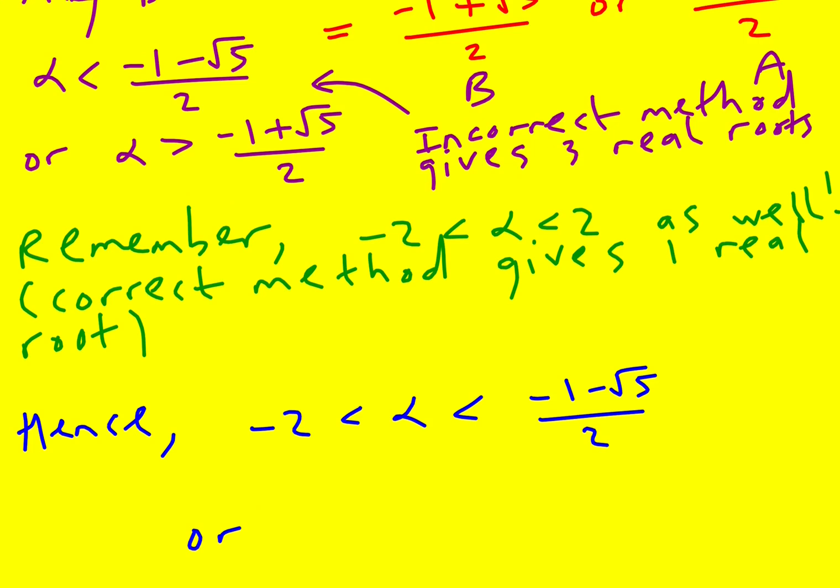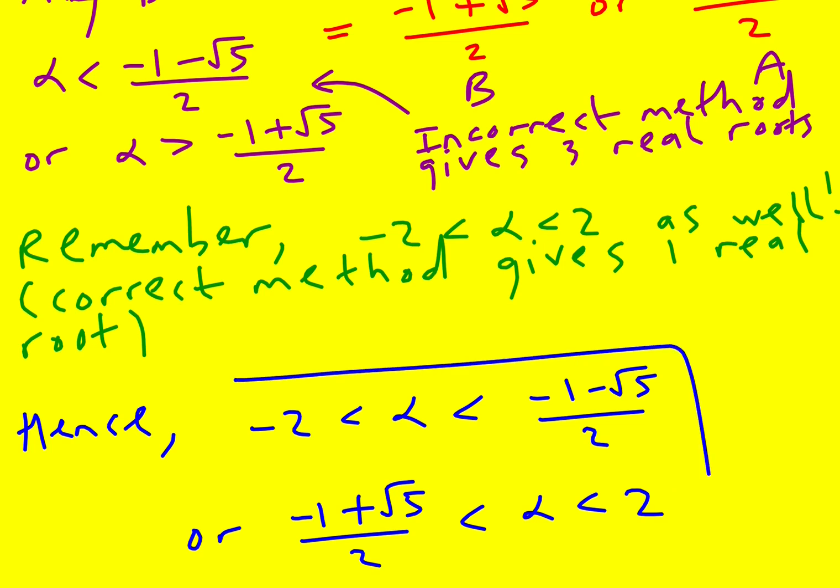Or we've got that minus 1 plus root 5 over 2 is less than alpha, which is then less than 2. Those are the final solutions to this.